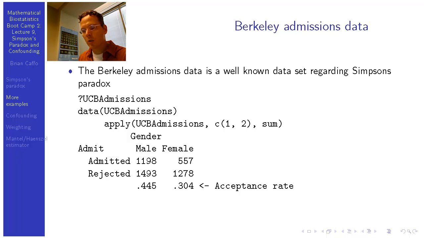appropriate marginal. So here we looked at admitted versus rejected by gender, and we get that the acceptance rate was higher for males than it was for females, disregarding everything else.